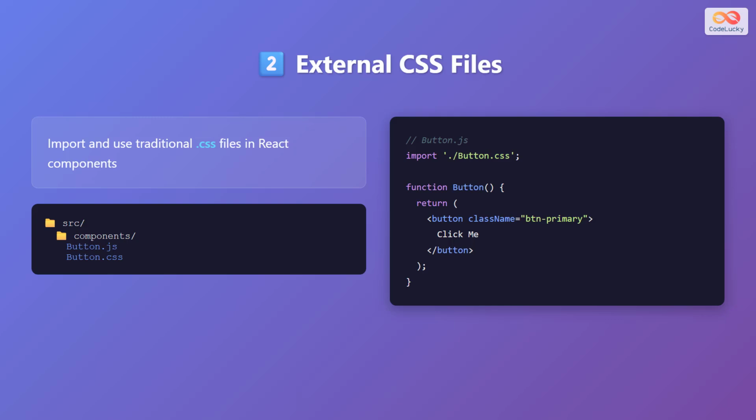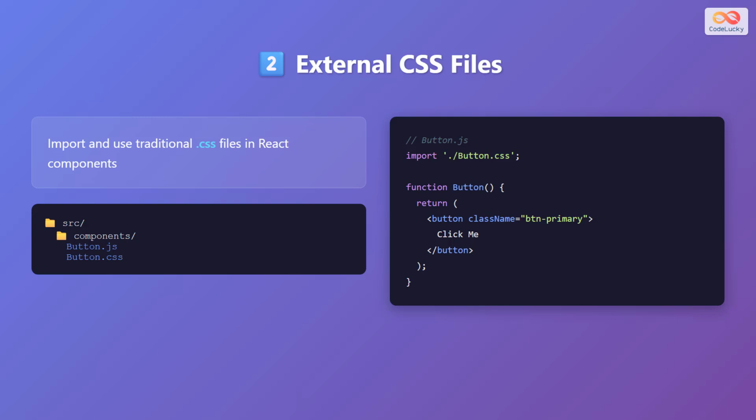Another way to style React components is to use external cascading style sheets files. You can import and use traditional .css files in React components. To use external cascading style sheets files, create a CSS file and import it into your component file. In this example, there is a file structure. Inside the source directory, there is a components directory. Inside the components directory, there are two files, button.js and button.css.